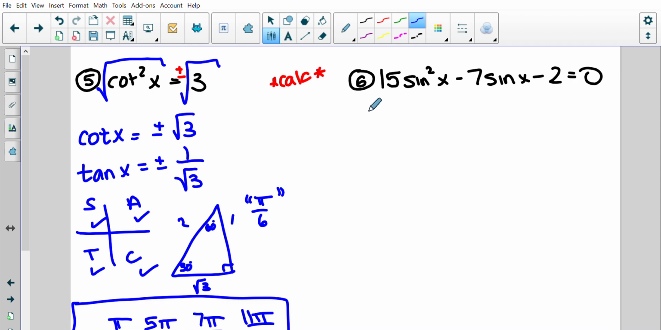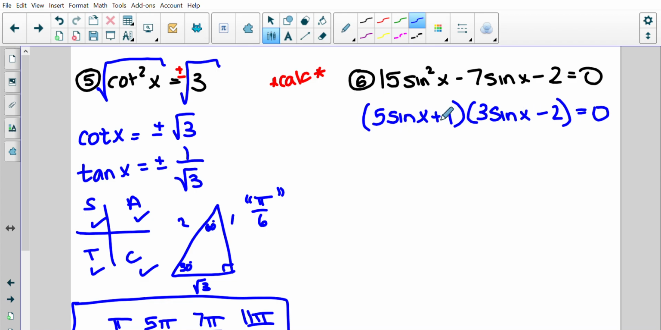And so when we factor it, we get 5 sine x plus 1 times 3 sine x minus 2. Those are the two factors. So however you guys manage to factor, go ahead and find a way that works best for you.